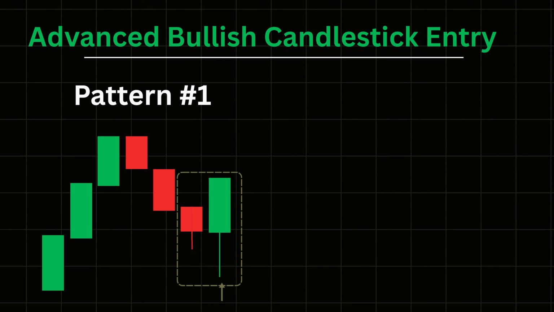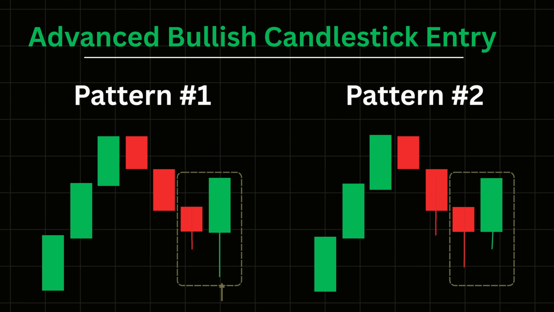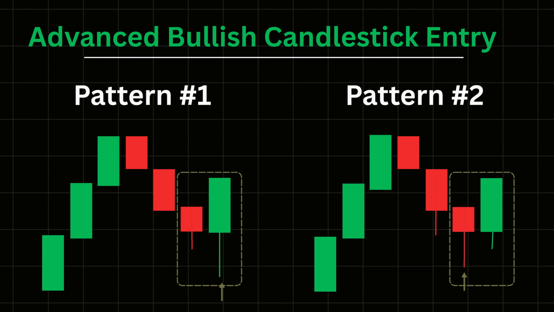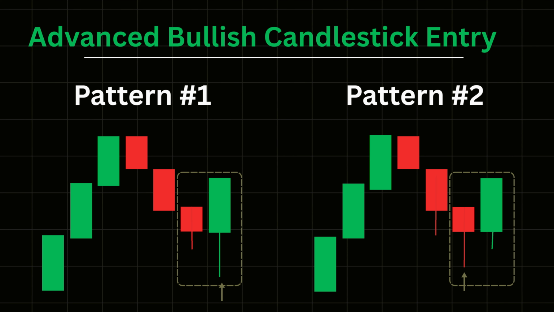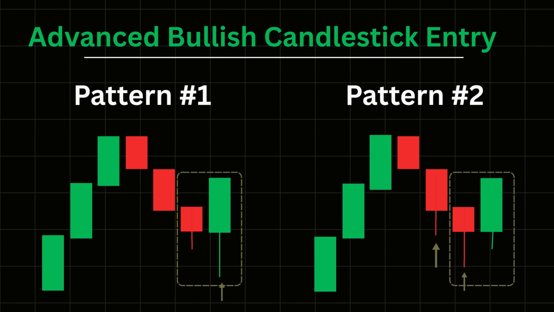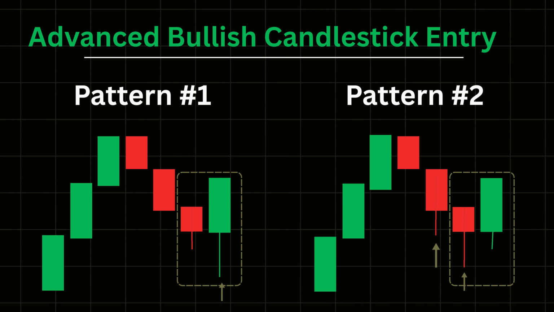Now let's walk through the second pattern. While it resembles the first, it has one difference here. The green candle still closes above the red one, showing an engulfing move, but it is not a swing low. However, it becomes a valid entry if the red candle has made a lower low compared to the one before it that still forms a swing point for the market.